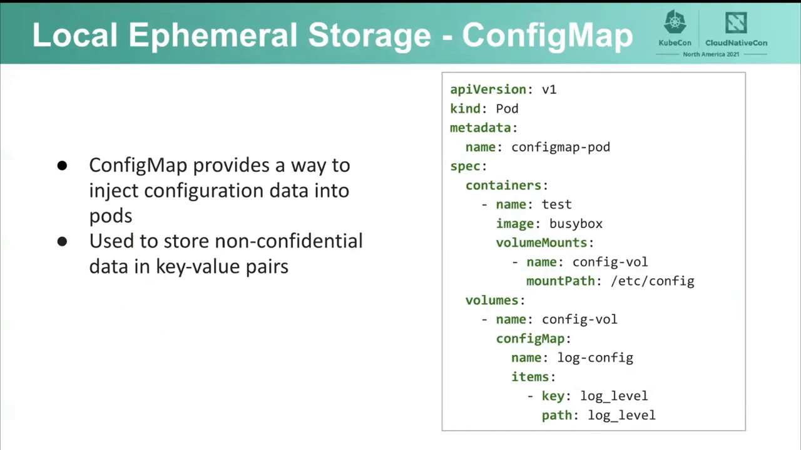The next one is a config map. A config map provides a way to inject non-confidential configuration data into pods. When referencing a config map, you provide the name of the config map in the volume. In this example here, the config map is mounted as a volume and all contents are mounted into the pod at the path derived from the mount path and the key in the config map.